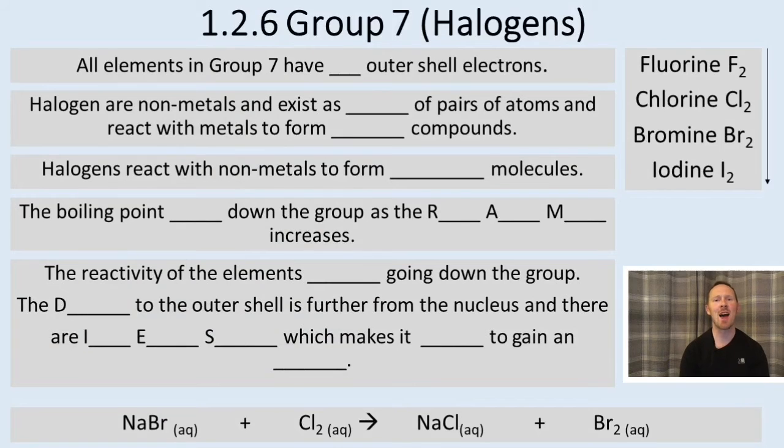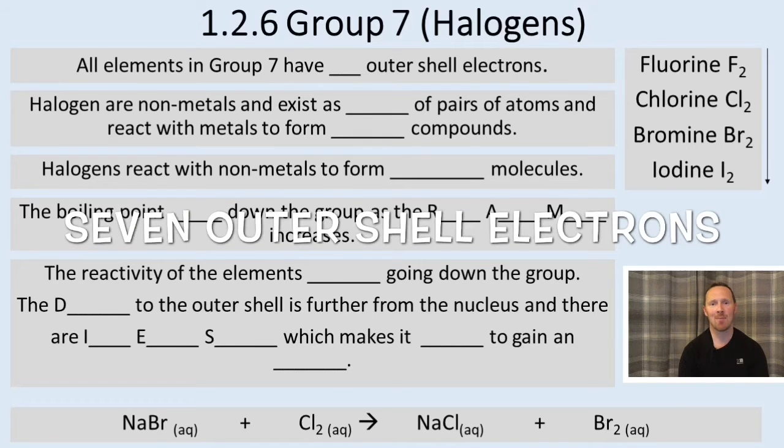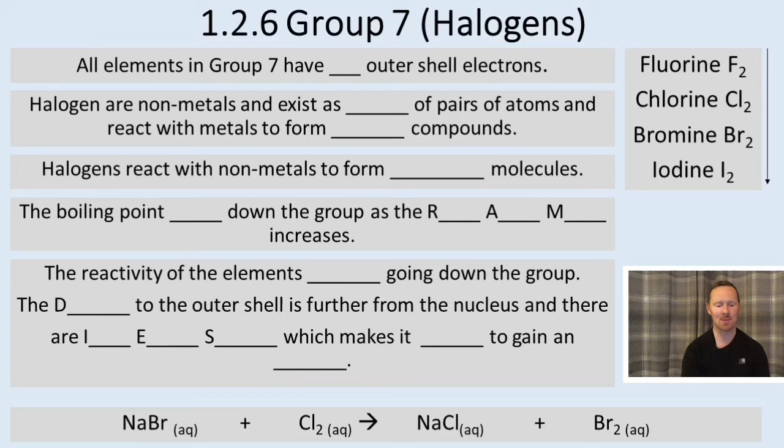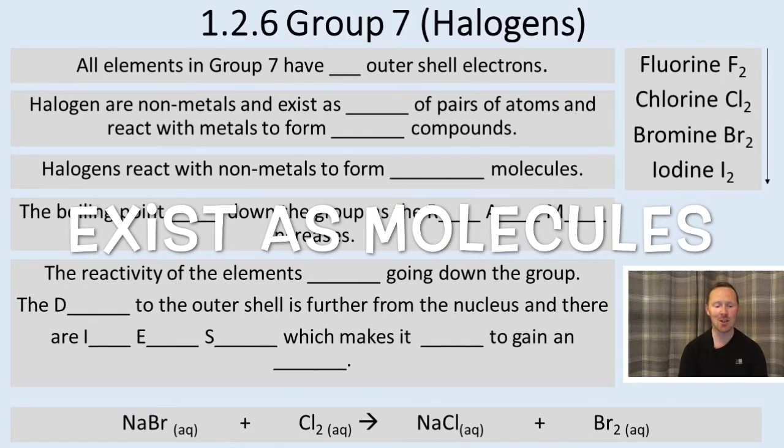1.2.6, group 7, the halogens. So you need to know all elements in group 7 have 7 electrons in their outer shell. They need to gain 1 electron to form a stable electron arrangement. Now halogens are non-metals and exist as molecules, as a pair of atoms.